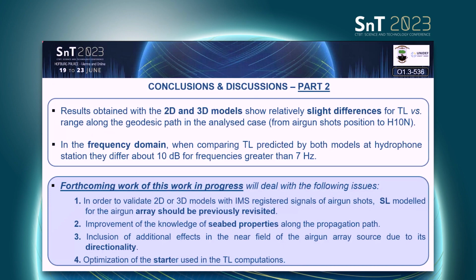The source level for the Airgun array should be previously revisited. We are using the Agora software, and we would like to have a better modeling for this situation, especially to consider the pressure values at the first screen and start our propagation method from that.